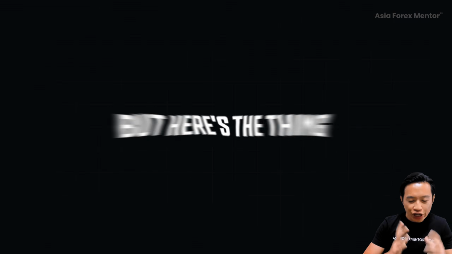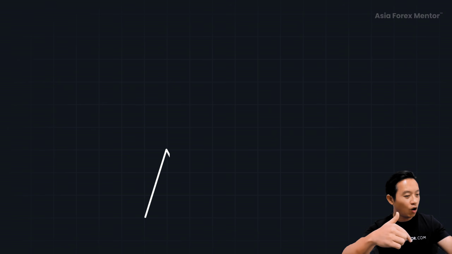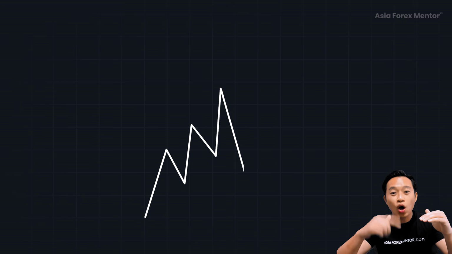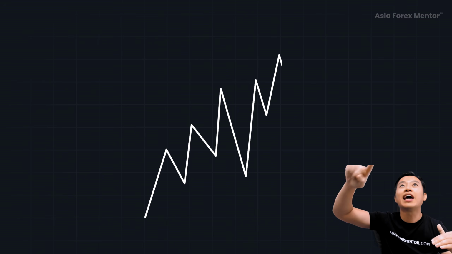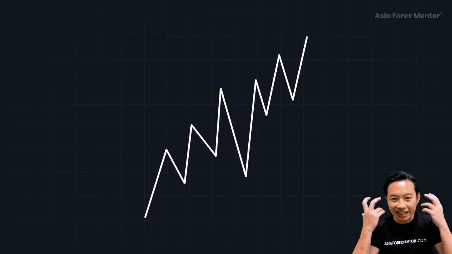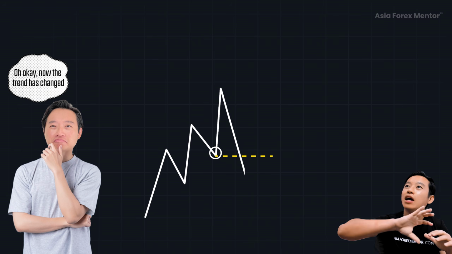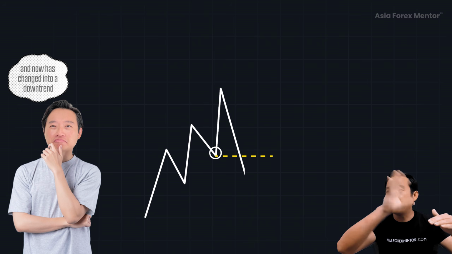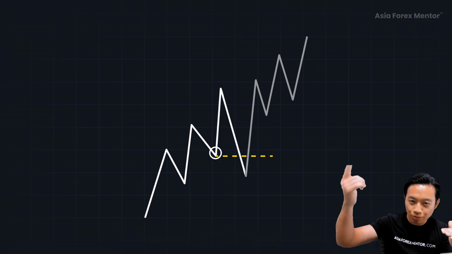Okay? But here's the thing. Change of character happens all the time, right? With price breaking all the previous higher lows, it could always break the previous higher lows only to resume its original trend and then continue to hit its way upwards. So this is the killer that fools traders into thinking that, oh, now the trend has changed because it broke the previous low and has changed into a downtrend, when it's actually still in an uptrend.